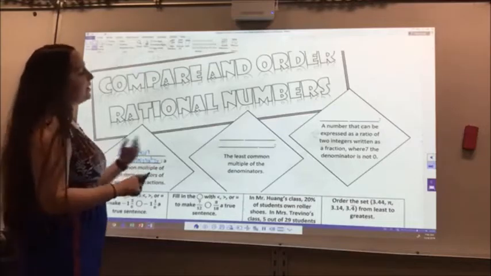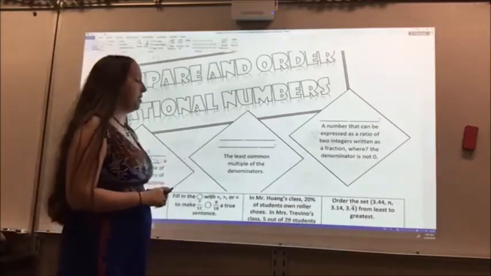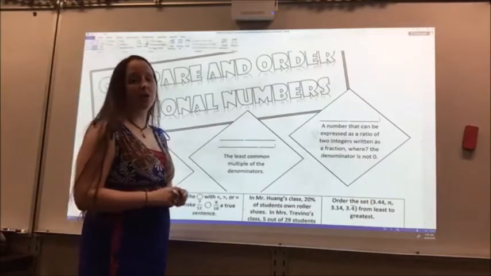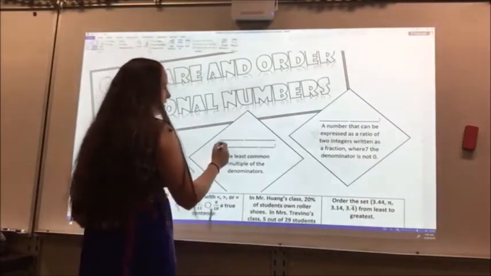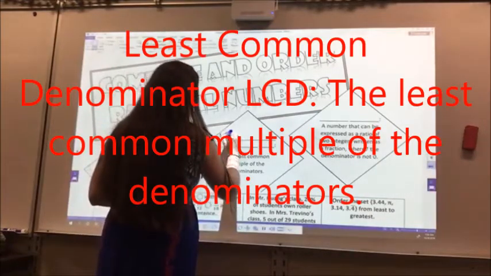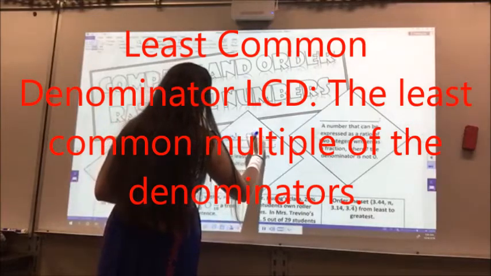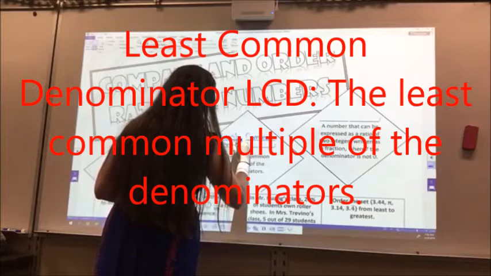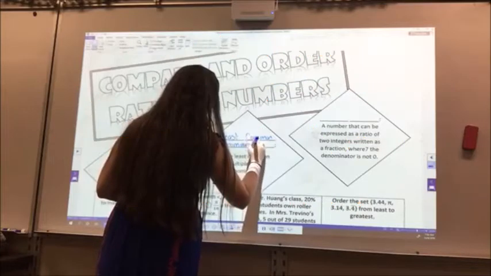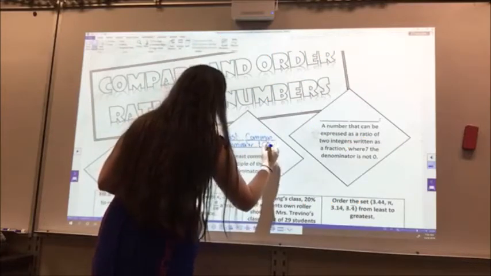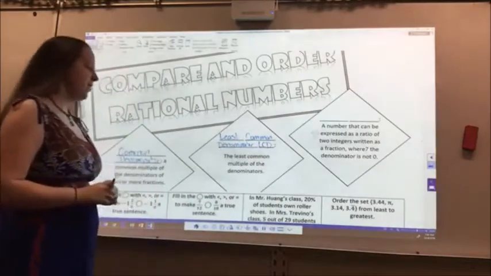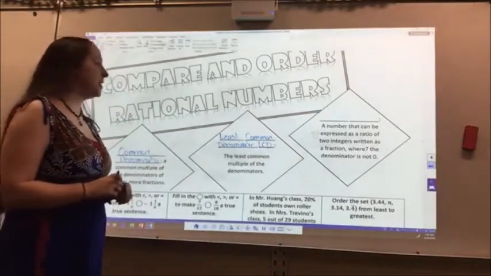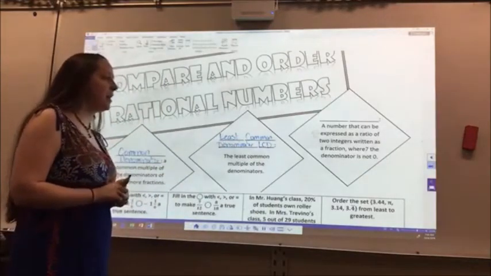Okay? Blank is the least common multiple of the denominators. In those blanks, you're going to write least common denominator, or LCD. So the LCD, or least common denominator, is the least common multiple of the denominators.